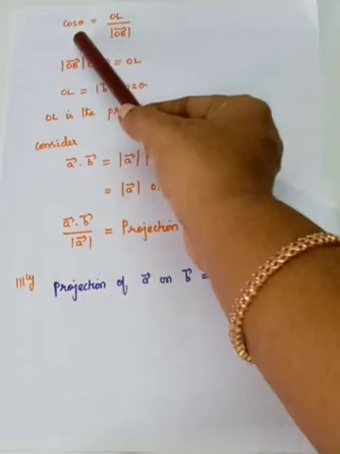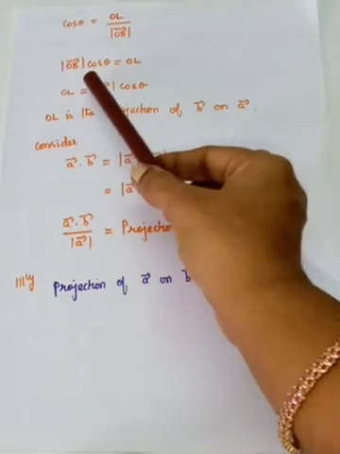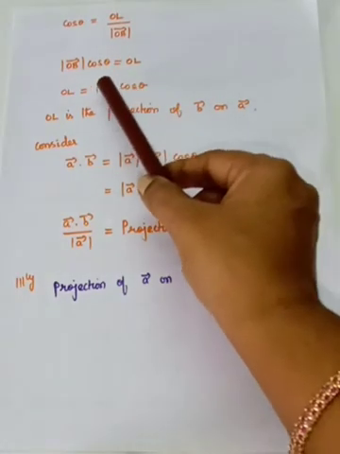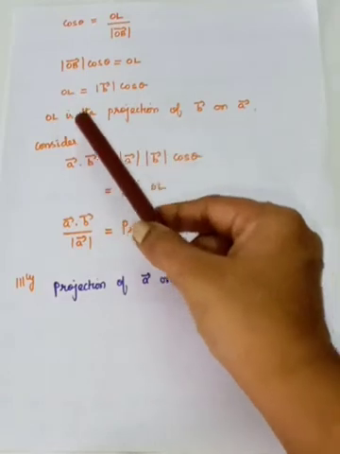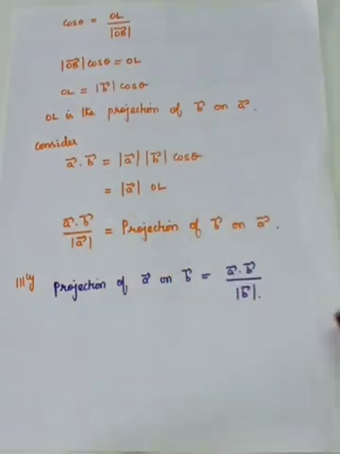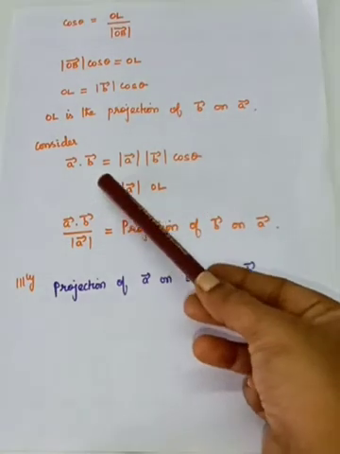If you cross multiply, modulus of OB vector into cos theta is equal to OL. Modulus of OB vector is modulus of B vector. Already what we have said about OL? OL is the projection of B vector on A vector. Take the definition of the dot product.